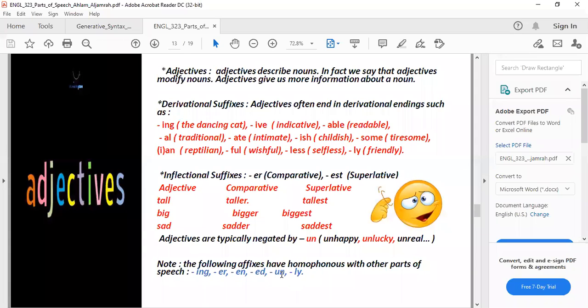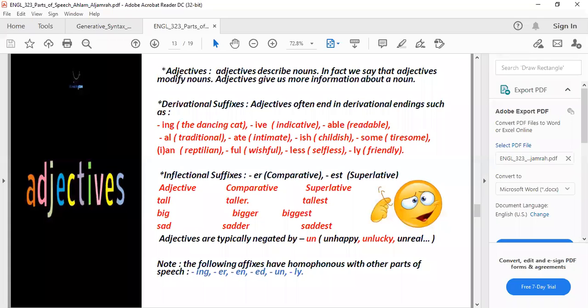Friendly is what? It's an adjective, although it ends with -ly. We know that mainly if the word ends with -ly, then it is an adverb. But sometimes we need to be careful, because -ly here is in friendly, likely. These are words ending with -ly, but they are adjectives.